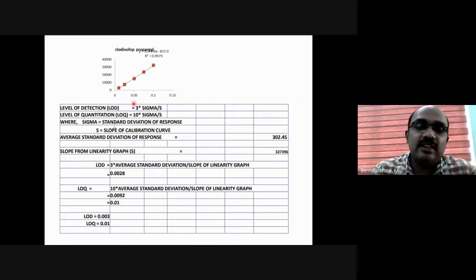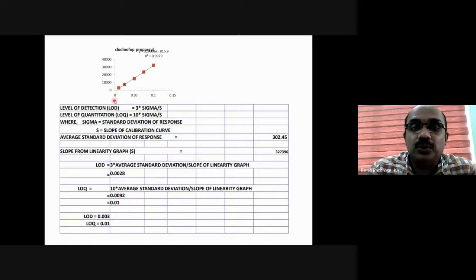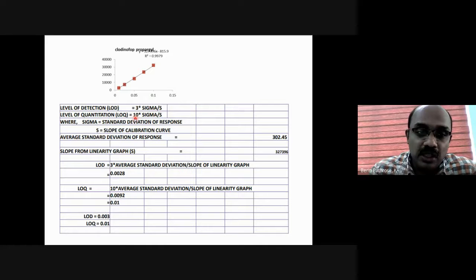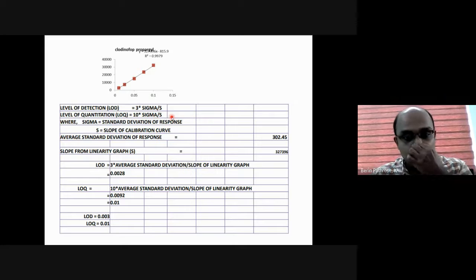This is basically taken from an Excel sheet. Actually, we work it out in an Excel sheet. Here we have the linearity graph. We have worked it out. The limit of detection equation is 3 into standard deviation by slope. Limit of quantification is 10 into standard deviation by slope.